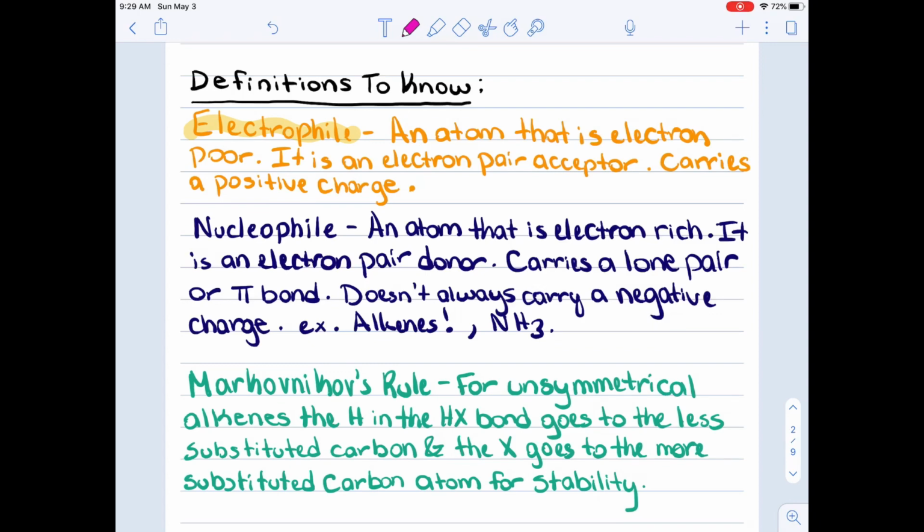Another one to know is nucleophile, which is your atom that is electron rich. Now, it always carries either a lone pair or a pi bond, and it doesn't necessarily always carry a negative charge. Just as you will see here, alkenes are going to be your nucleophile in this reaction.